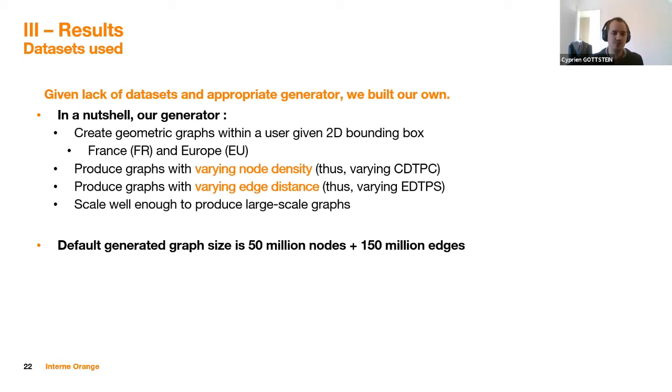It scaled well enough to produce large-scale graphs, so the default graph size we used for our experiment was 50 million nodes and 150 million edges.